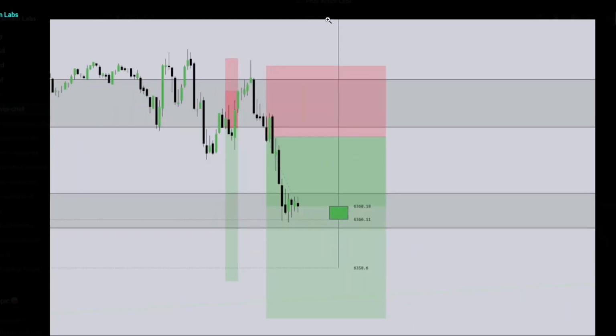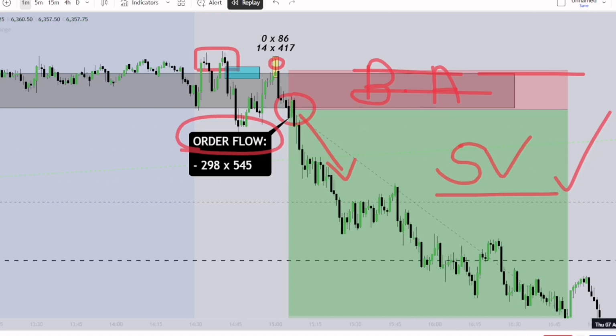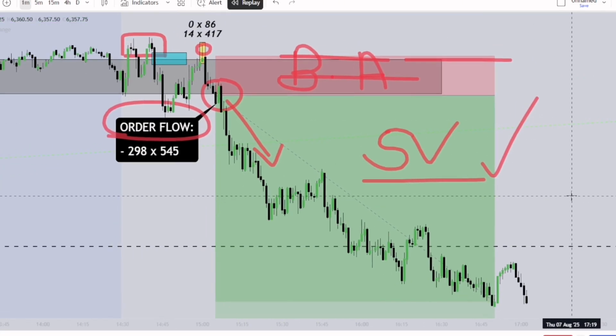Again, for the ICT traders, you'll know this is a PO3. This was the daily opening price here. We're selling above the daily opening price at a fair value gap with a break and retest confirmed with the order flow. And that is how profitable trading is done.